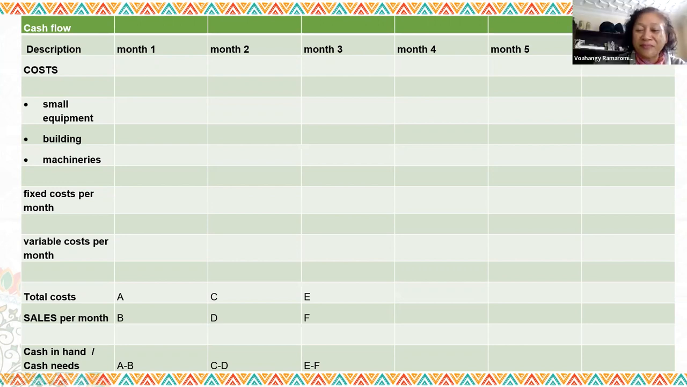Thank you very much for this addition. As I said, this is a very simplified table. I have another example here. Let me go to the next slide.